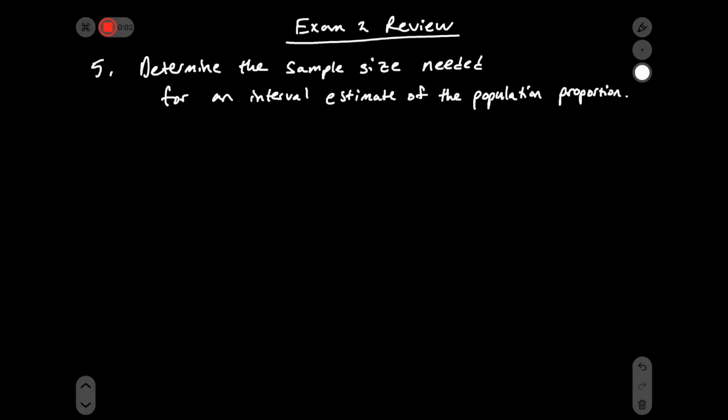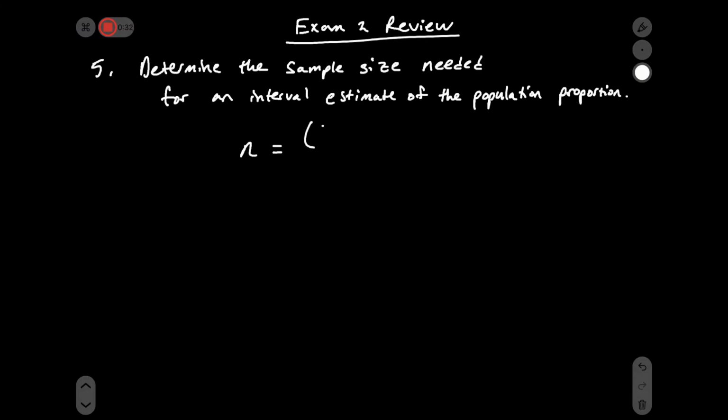All right, welcome to question 5, another old exam question. So here we're asked to determine the sample size needed for an interval estimate of the population proportion. And this formula that we'll be using comes from equation 8.7 on page 370 in the textbook. And we are trying to find the sample size that we need.